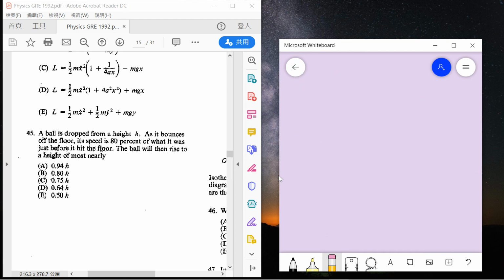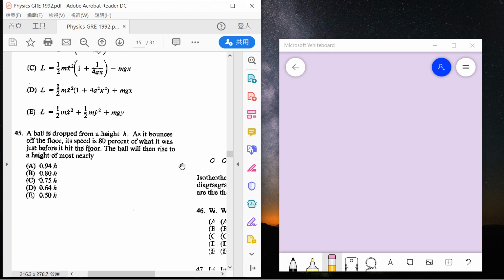Okay, so 45 says that a ball is dropped from height h and it bounces off the floor at speed 80%. So velocity is 80%, so the height is proportional to the velocity squared. So the answer is D. 45 is an easy question.